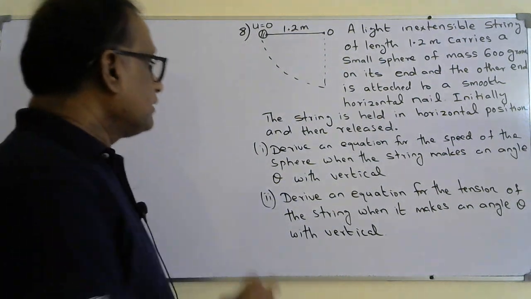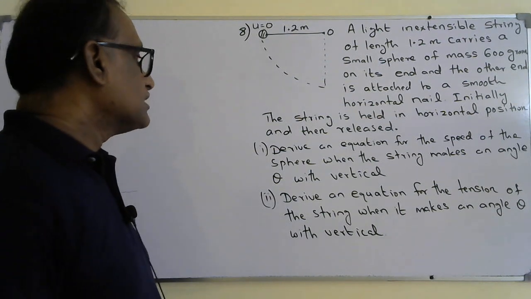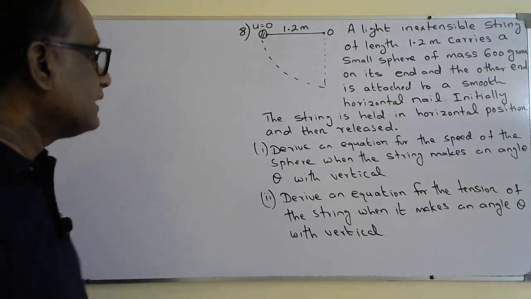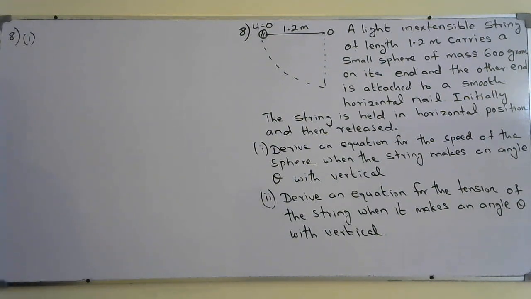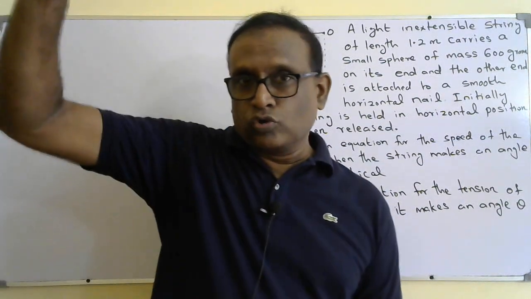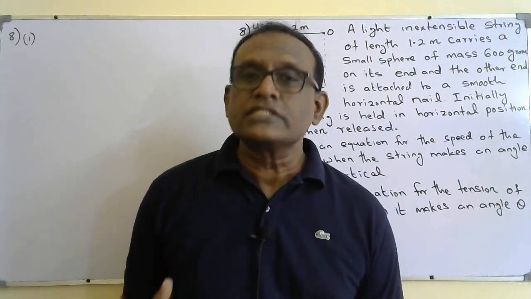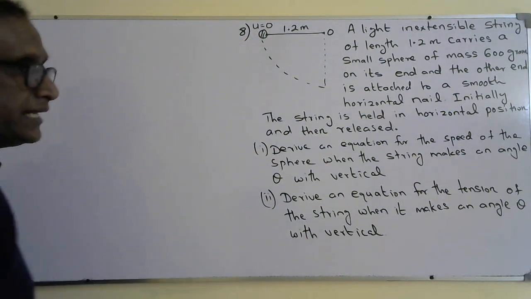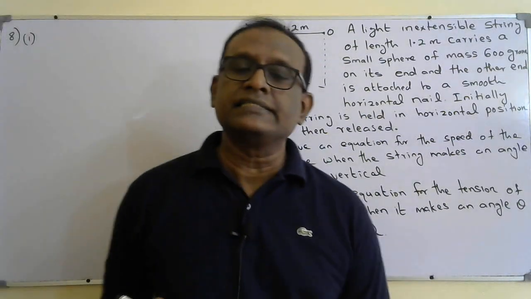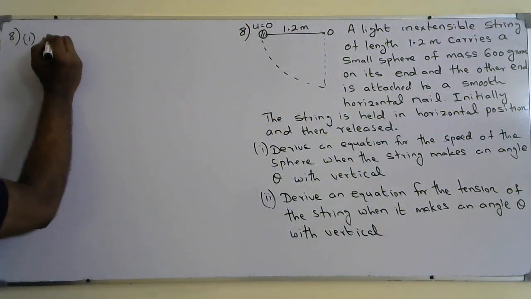The first part: derive an expression for the speed of the sphere when the string makes an angle theta with vertical. For that, we should know that it's moving under gravity. It's falling down, so it's losing gravitational potential energy. Initially the kinetic energy is 0, so as it loses gravitational potential energy, its kinetic energy will increase. So we use that idea.